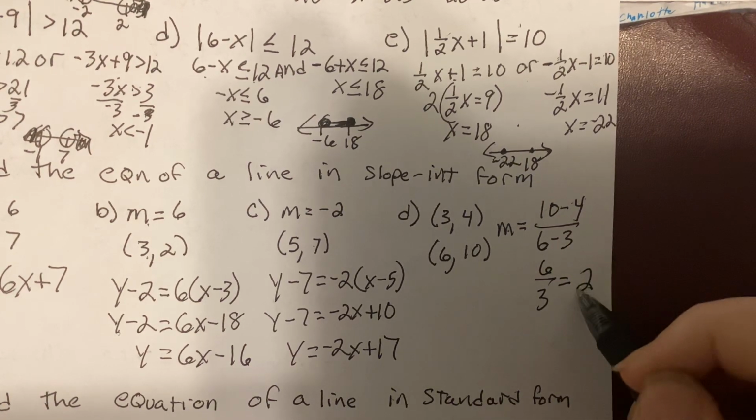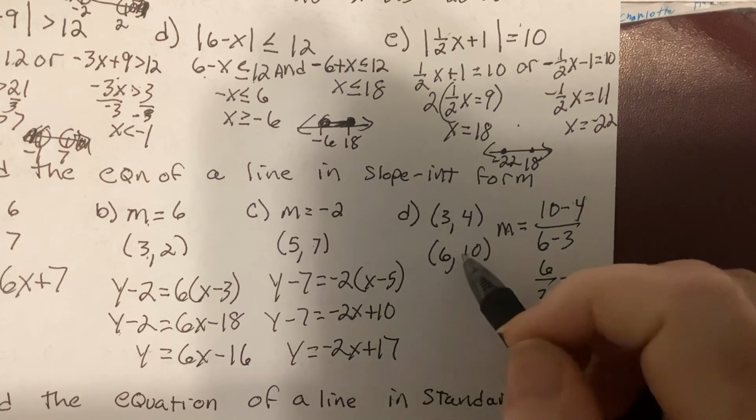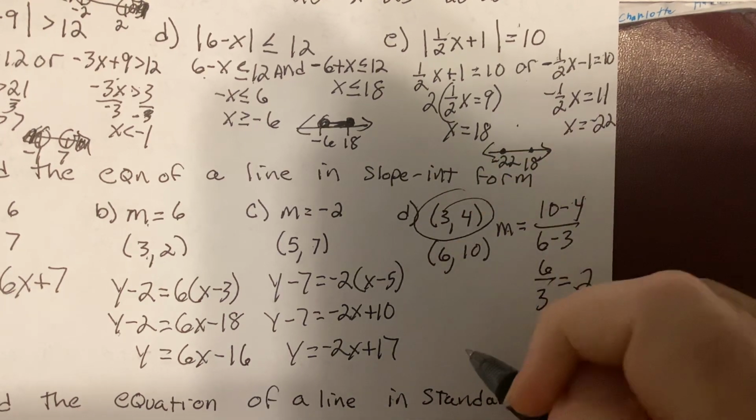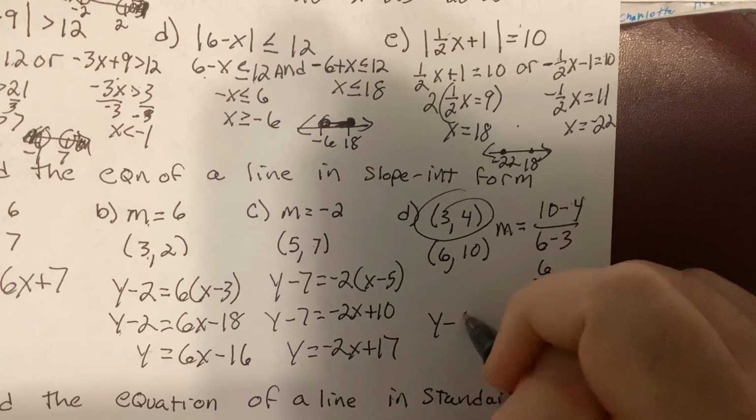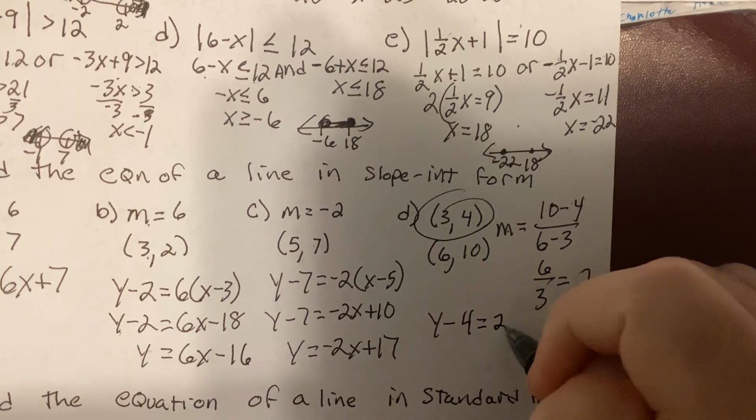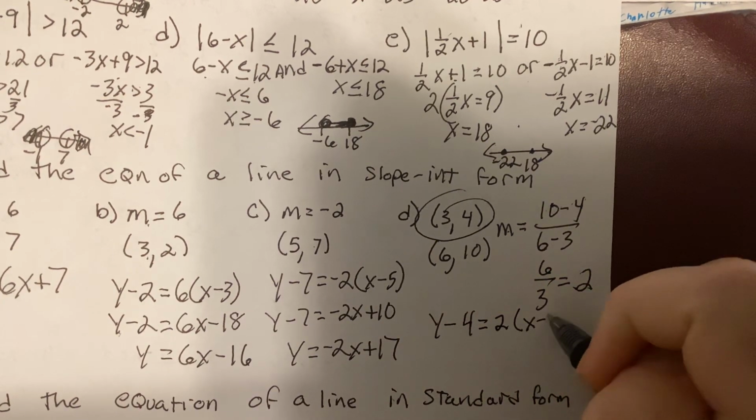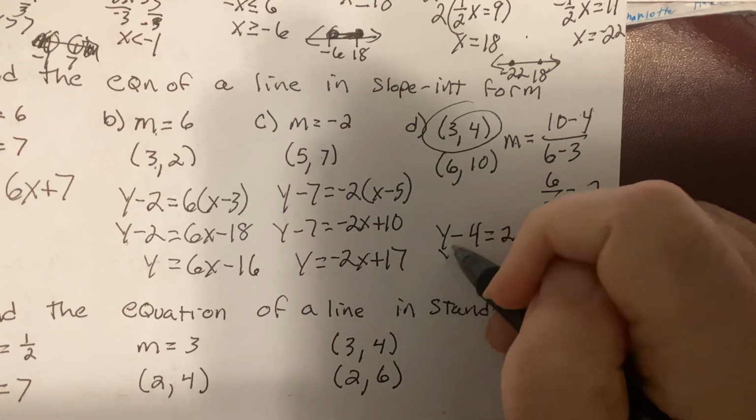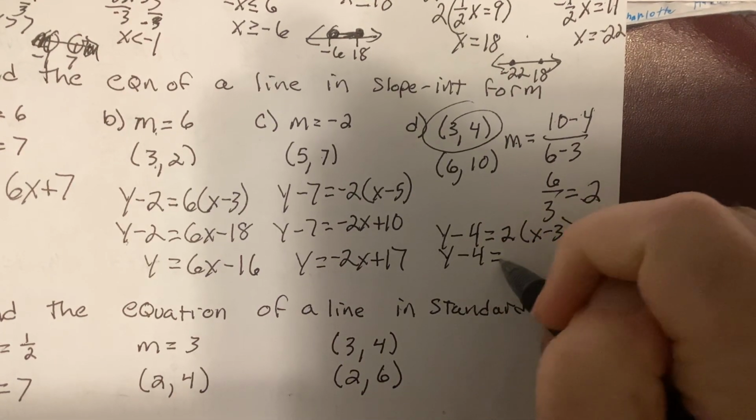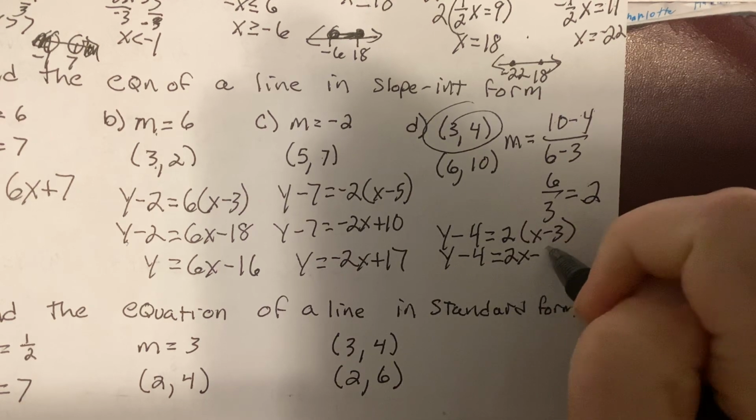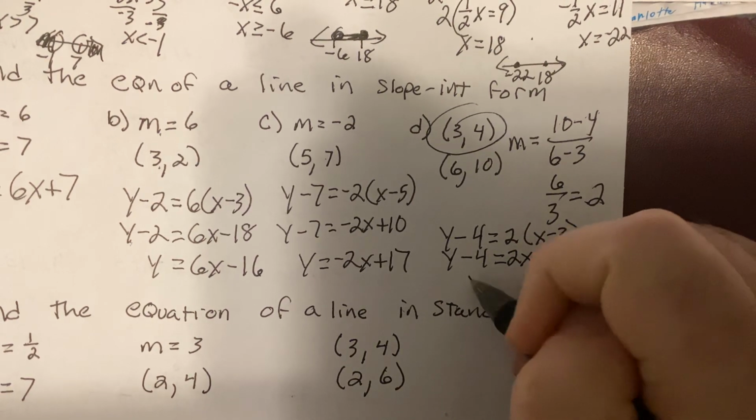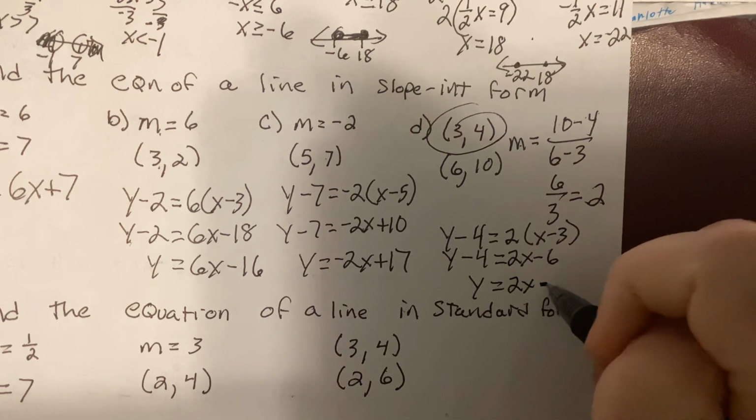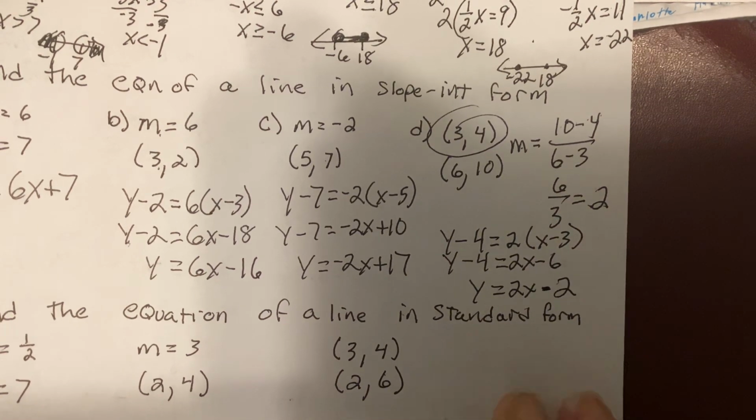Now I'm going to use the slope 2 and a point and put it in point-slope. I'm going to do 3, 4. So it'd be y minus 4 equals 2 times x minus 3. So it'd be y minus 4 equals 2x minus 6. Add 4 to both sides. y equals 2x minus 2.